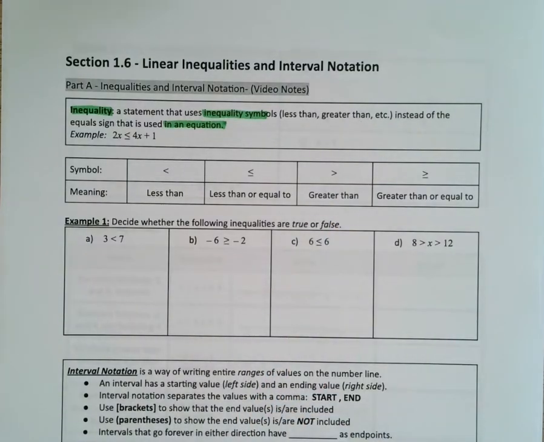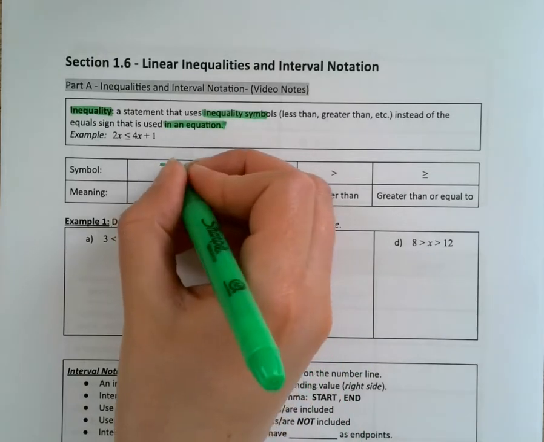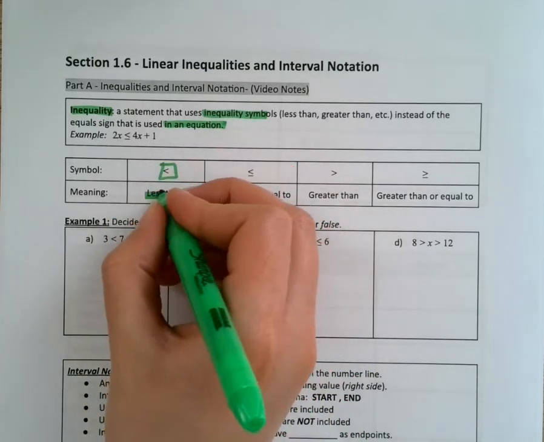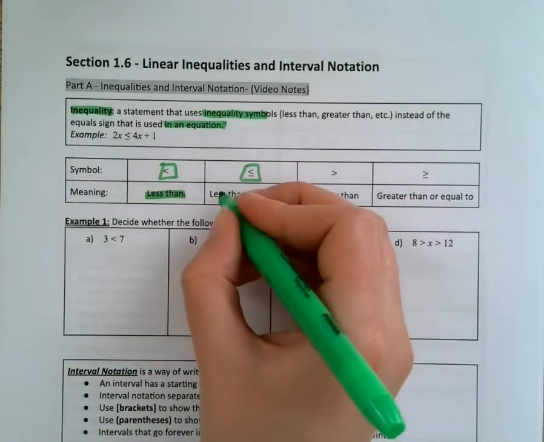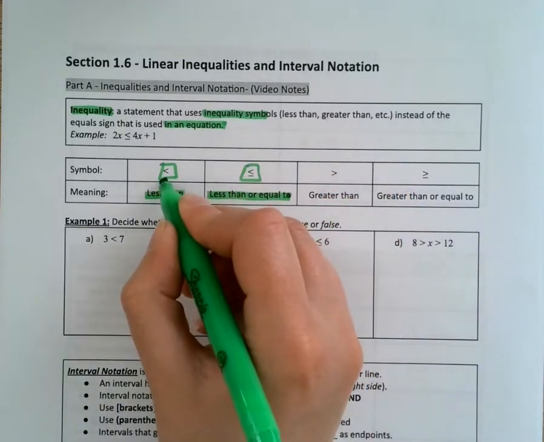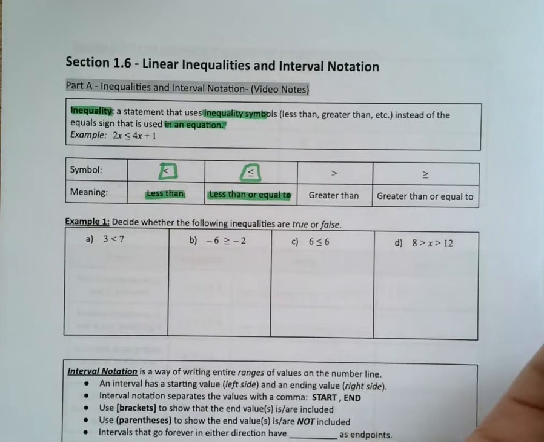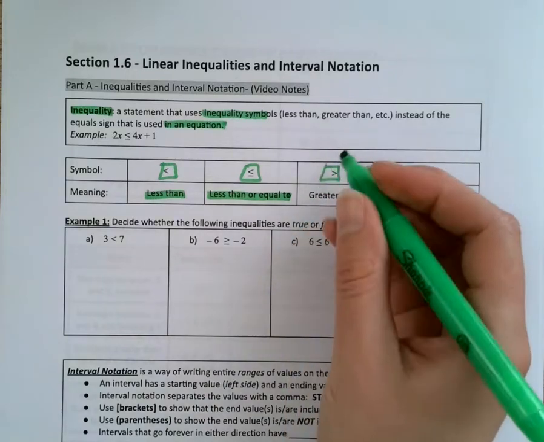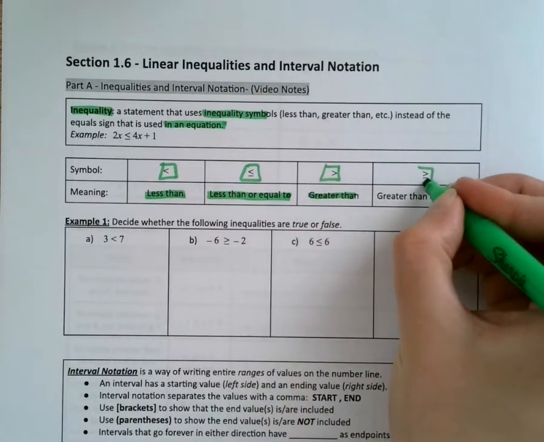So there are symbols here. We have the less than symbol. We have the less than or equal to symbol, so they are the same direction, just one has no equal bar underneath it and one has the equal bar underneath it. And we have our greater than and our greater than or equal to symbols.